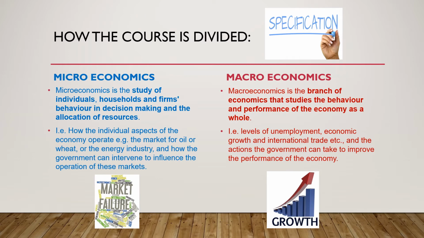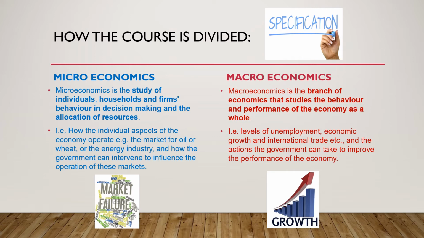Economics is split into two broad areas. The first is microeconomics, and this really looks at the individual markets and individual aspects of the economy. It looks at how households and firms make decisions. It looks at how the government might intervene to try and correct certain situations or improve situations within individual industries and markets. Then there is macroeconomics.